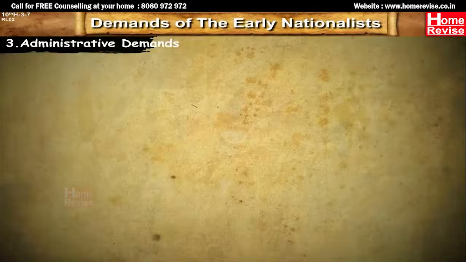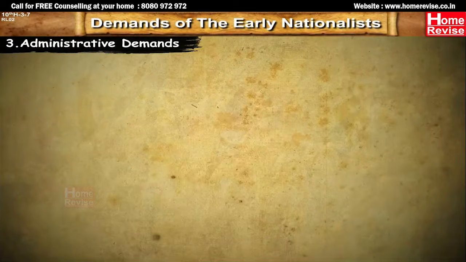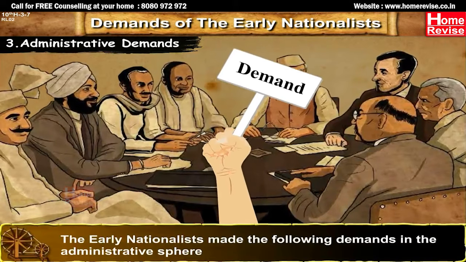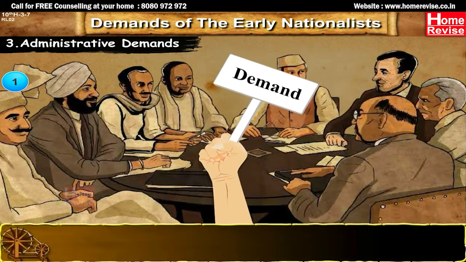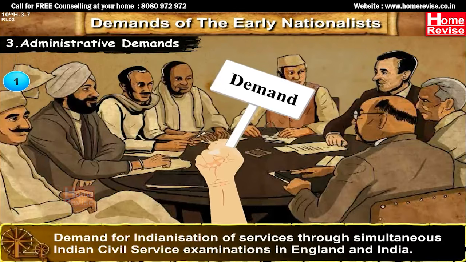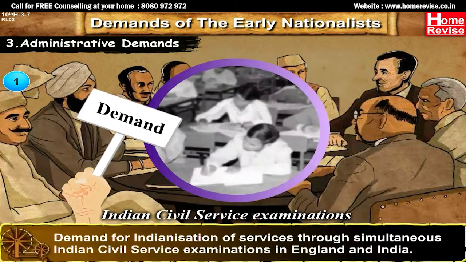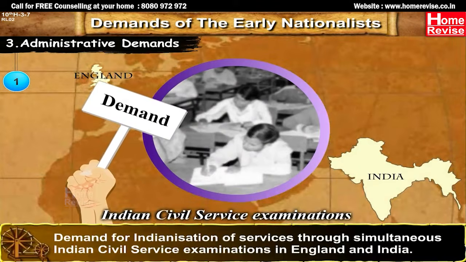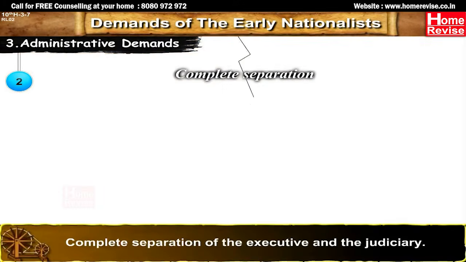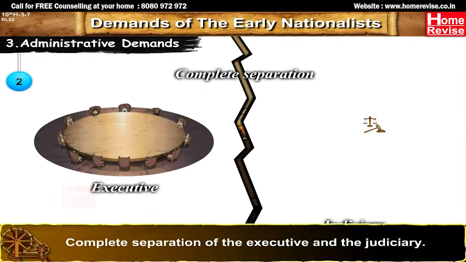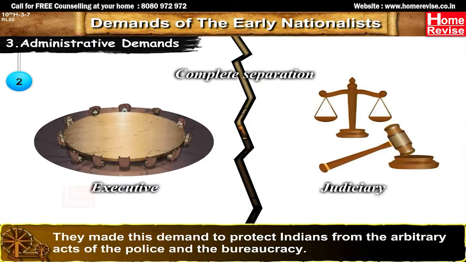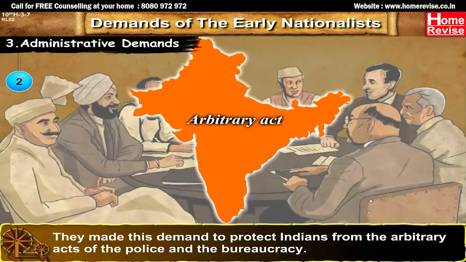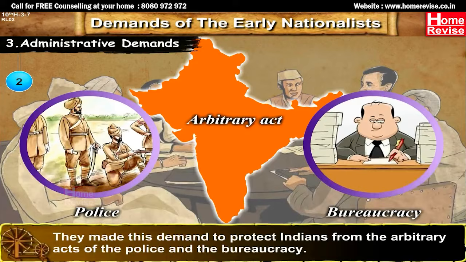3. Administrative demands. The early nationalists made the following demands in the administrative sphere. First, demand for Indianization of services through simultaneous Indian civil service examinations in England and India. Second, complete separation of the executive and the judiciary. Why they made this demand is to protect Indians from the arbitrary acts of the police and the bureaucracy.